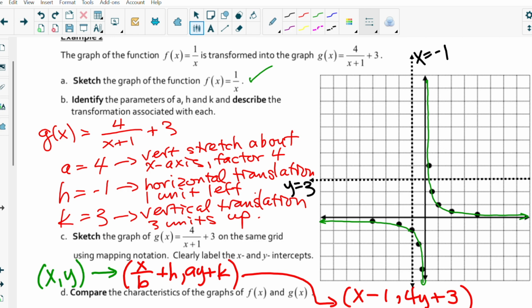Okay, so I'm not going to graph every single point, but I'm going to graph a couple key ones. 0, 7: 0, 1, 2, 3, 4, 5, 6, 7. Okay, and then I have 1, 5: 1, 2, 3, 4, 5. Okay, and let's pick a third one. 3, 4: 1, 2, 3, 4. Okay, you get the rough shape of it. So here's my transformed graph. There we go. And then let's do the other side.